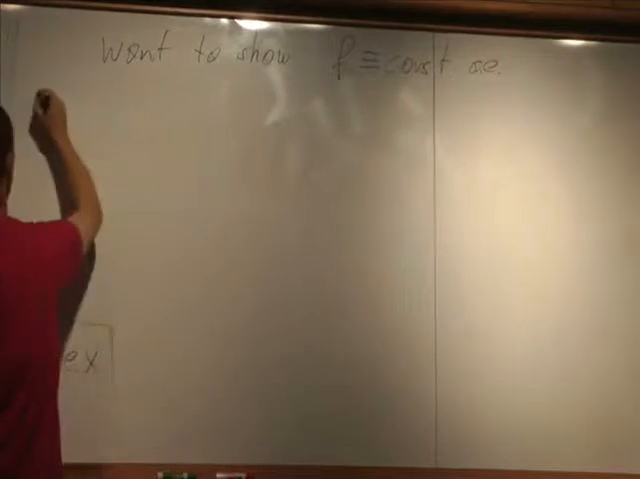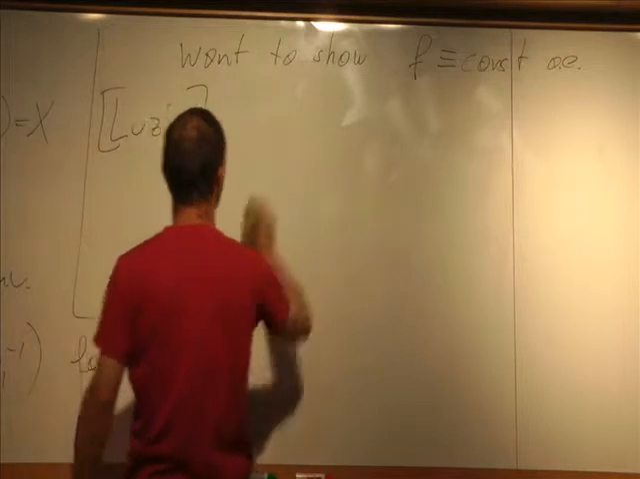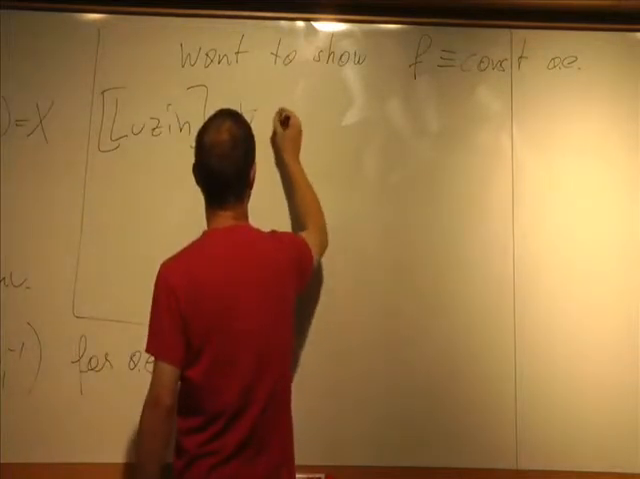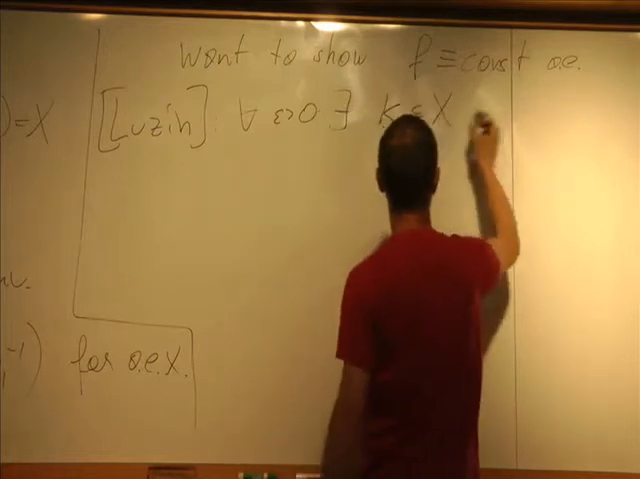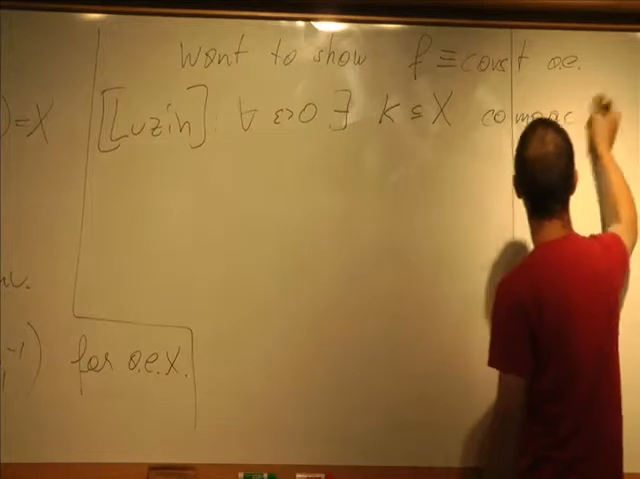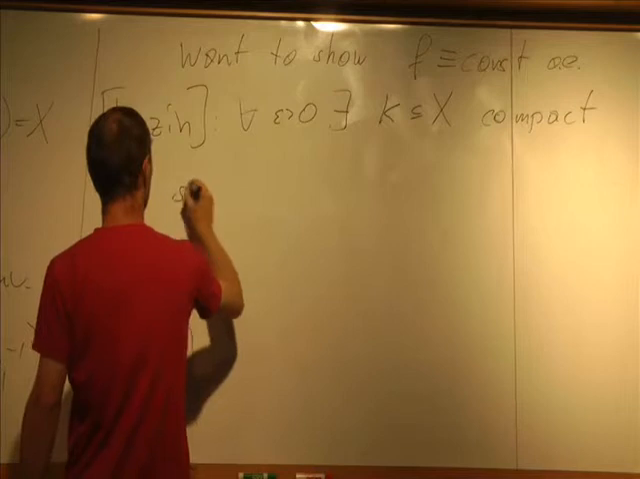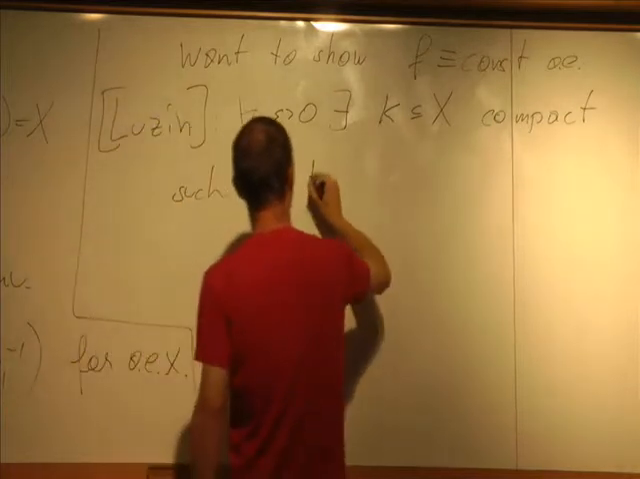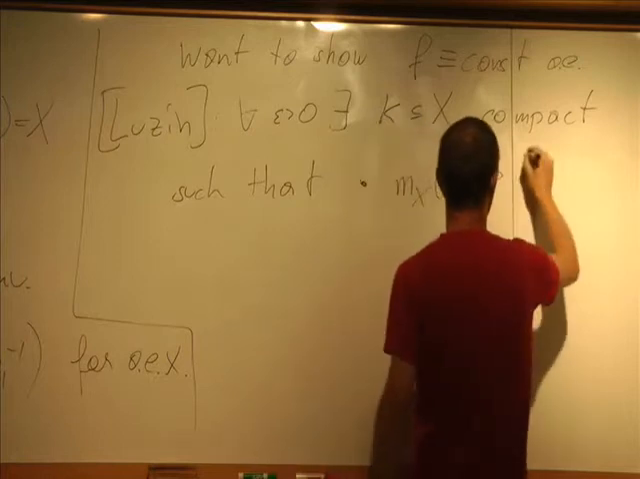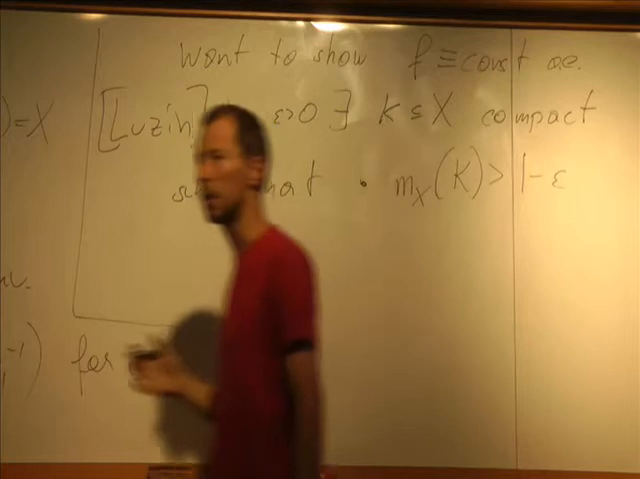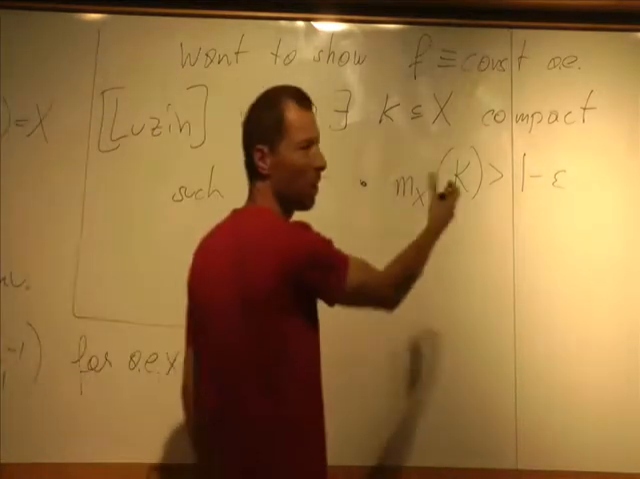Okay? Now, what's Lusin's theorem? It says for every epsilon greater than 0, there exists a compact subset of X such that we have quite a few nice properties. So one is, the set is pretty much everything. It's not an almost everywhere set. It's not everything up to measure 0, but it's missing an epsilon portion of the space.